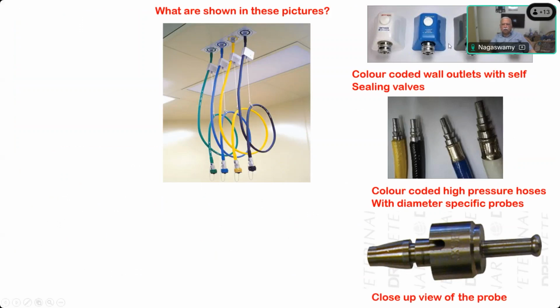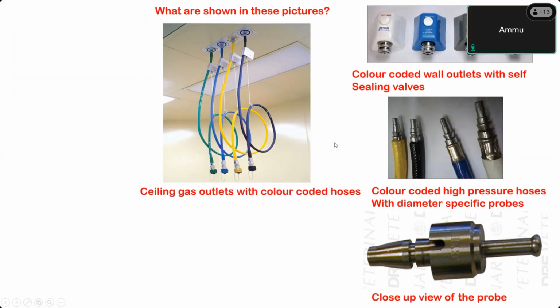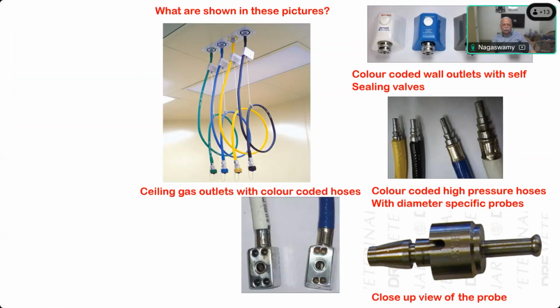And what is this? Here you saw this is wall mounted. So where is this mounted? Ceiling mounted. Yes, ceiling gas outlets with color coded hoses again. Now what is this? This is for the cylinders, the pin index safety system. Pin index valve with this delivery block. Okay, pin index for oxygen and nitrous oxide, which will be attached to the machine.